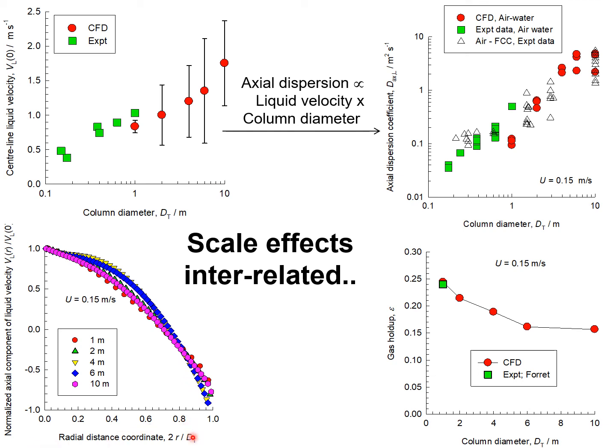the radial distance coordinate. Due to the increase in the centerline liquid velocity, there is a reduction in the gas holdup with increasing column diameter. These are the CFD simulations shown by the red circles, and we have one experimental point for the 1 meter diameter column. These are the experiments of Foray.